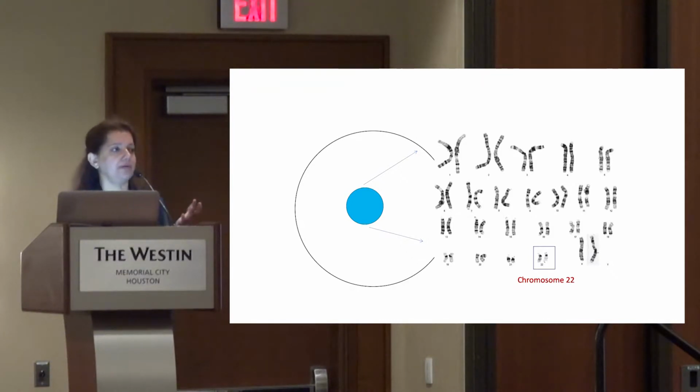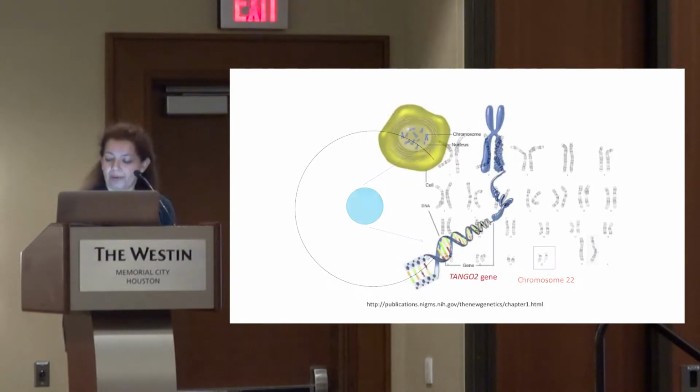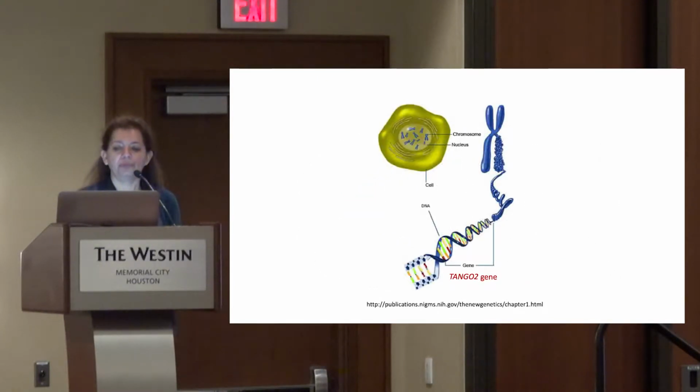How many genes do we have? Scientists estimate that we have close to 20,000 genes, and they are all packaged on these chromosomes. So we saw the picture of chromosomes. Where are the genes located on these chromosomes? If you unravel this coiled thread, you end up with this small structure we call a gene. And this is the TANGO2 gene on chromosome 22.